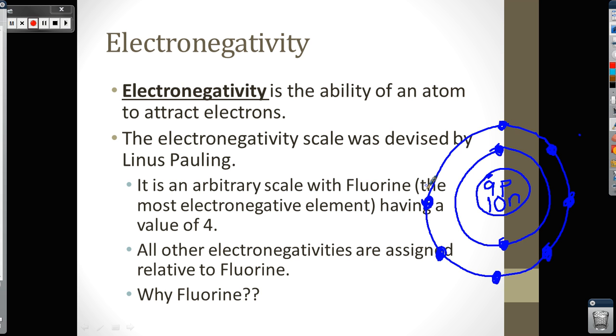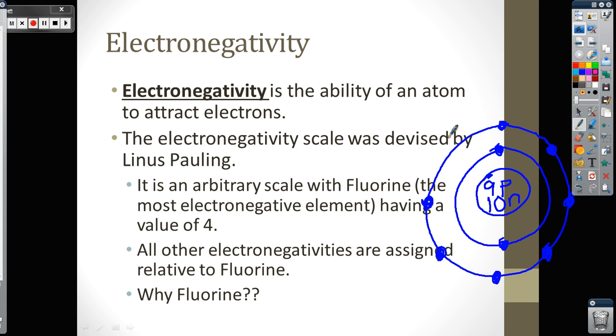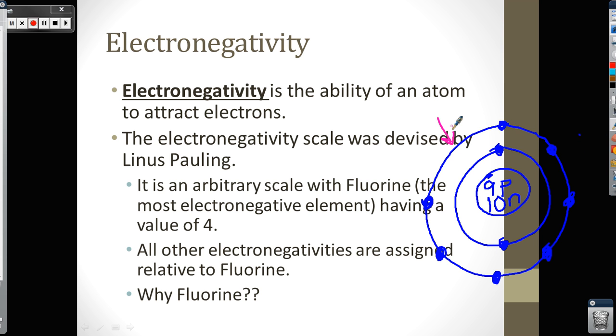So a fluorine atom has almost a full valence shell. It's only missing 1 electron right here. If it had 1 more electron right there, it would be a very, very happy atom. And so the reason that fluorine has the highest electronegativity is because there's not a lot of shells between the nucleus and its valence electrons. So the valence electrons are very close to their nucleus, and it only needs 1 more electron. So it really has a lot of strength to try to attract that last electron that it needs to create a full shell. So that's why fluorine is the most electronegative.